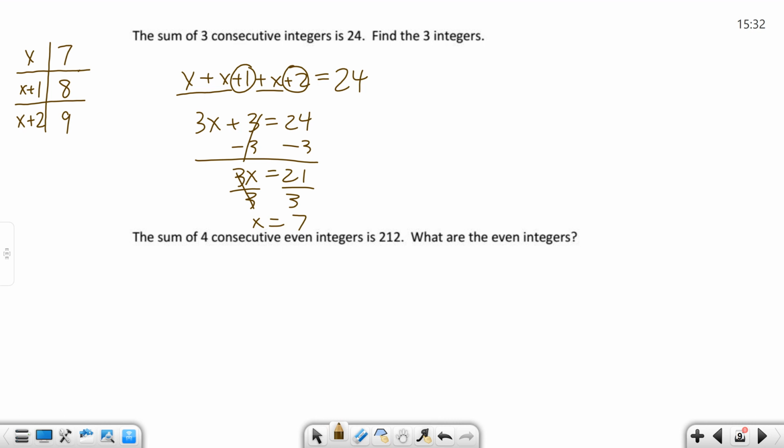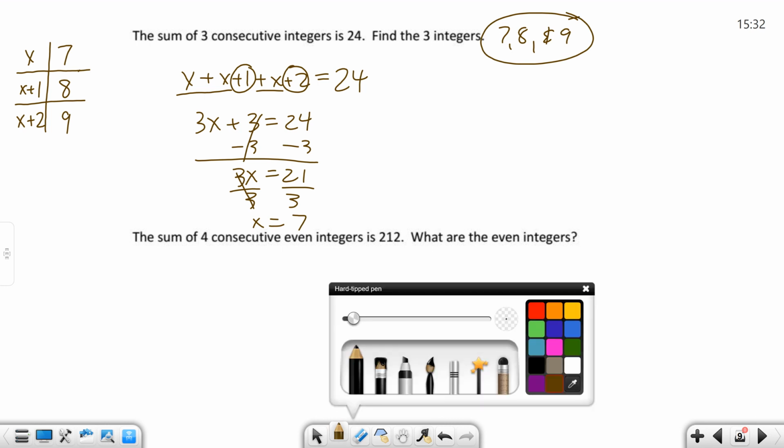That's consecutive integers. So it meets that part. What's the other part it has to meet? They have to sum and be what? 24. What is 7 plus 8? 15. 15 plus 9? 24. Bingo. All right. So those are my, find the 3 integers, 7, 8, and 9. Boom. All right. There it is. 7, 8, and 9.